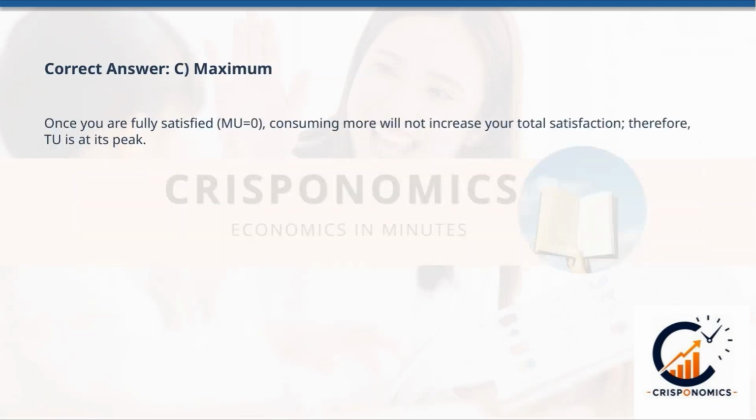When you reach complete satisfaction, that point where your marginal utility hits zero, eating or consuming more won't make you any happier. Your total utility has reached its highest level. This means you're at maximum satisfaction. Any extra consumption beyond this won't add to your happiness because you've already gotten as much benefit as possible. So the total utility curve peaks right here.